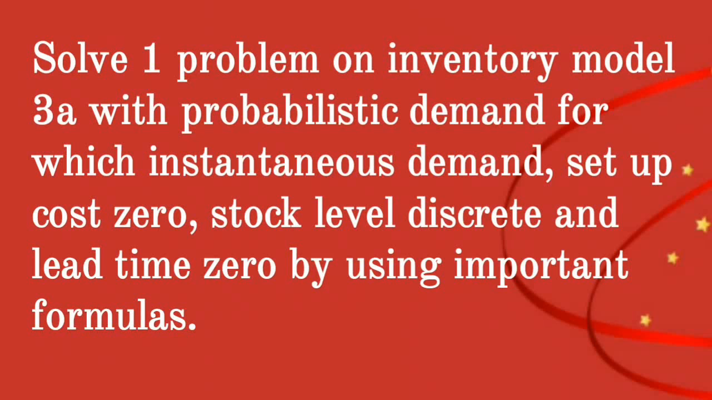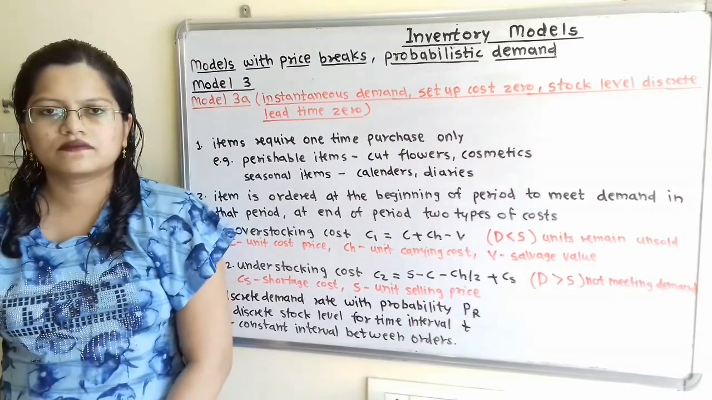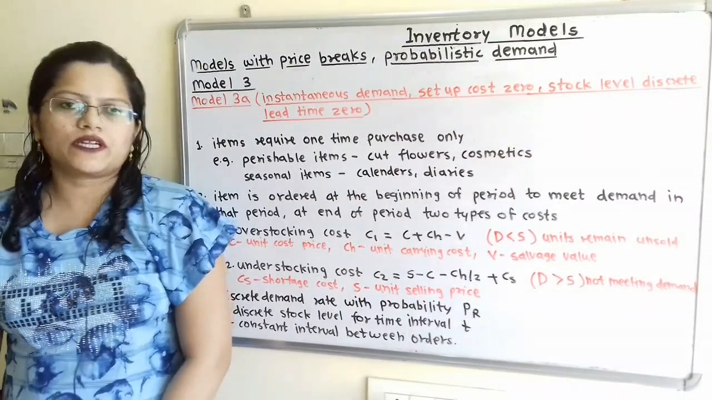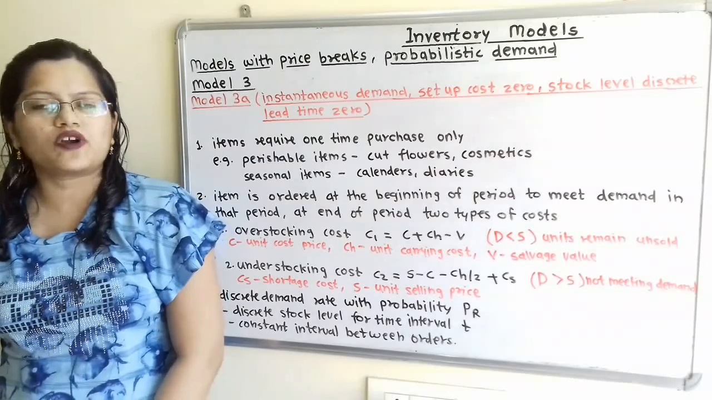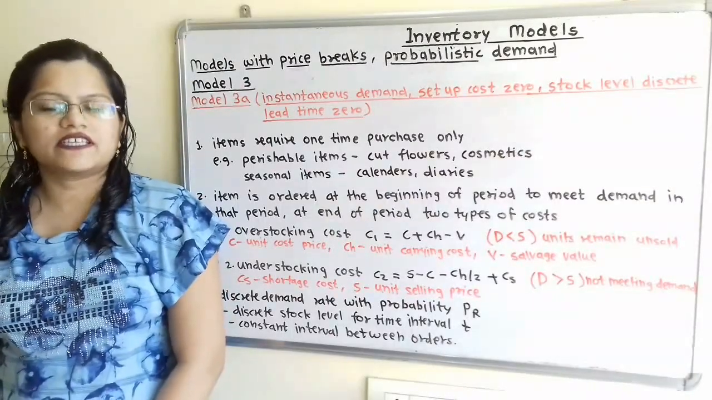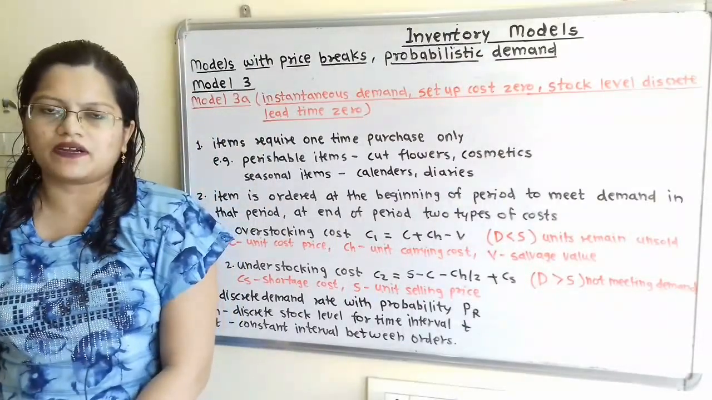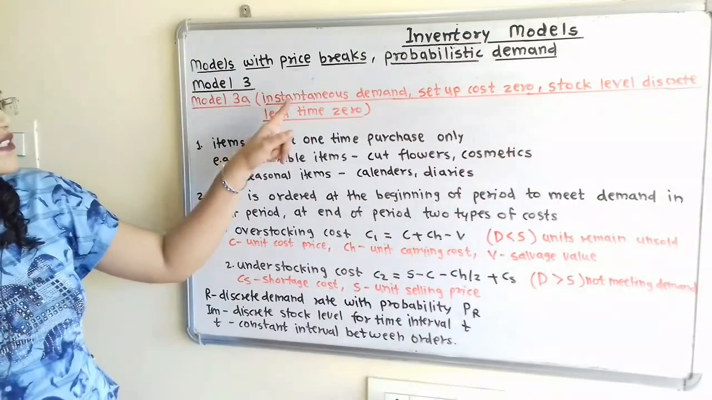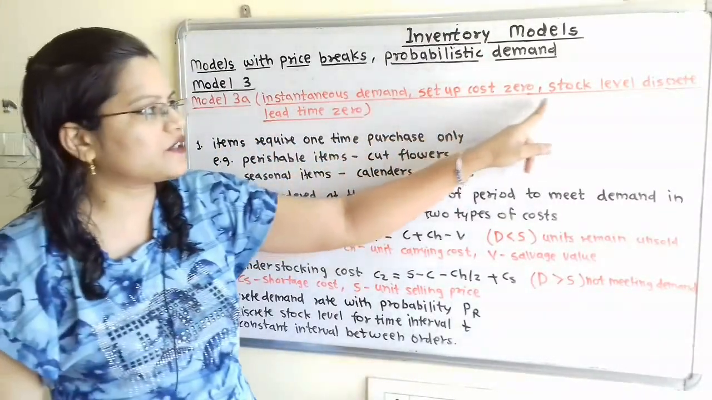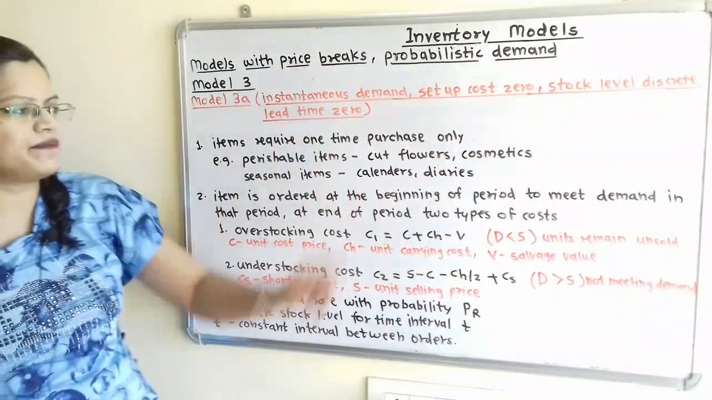Solve a problem on inventory model 3A with probabilistic demand, for which instantaneous demand, setup cost 0, stock levels discrete and lead time 0, by using important formulas. Let us understand some important characteristics related to inventory model 3A. Inventory model 3 is under the category of models with price breaks as well as probabilistic demand. For model 3A, it is instantaneous demand, setup cost 0, stock level discrete and lead time 0.